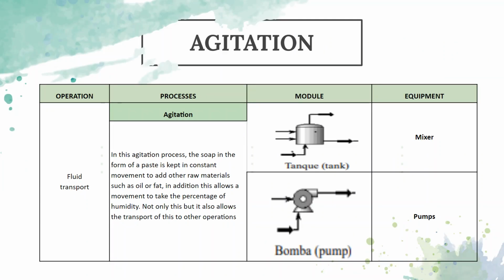Its second operation is the fluid transport, which has the stirring process. In this process, the soap paste is kept in consistent motion to add other raw material such as oil or grease. In addition, this allows movement for taking out a percentage of the moisture. Not only this, but it also allows the transport of this to other operations. For this process, we need the following equipment: mixer and pumps.